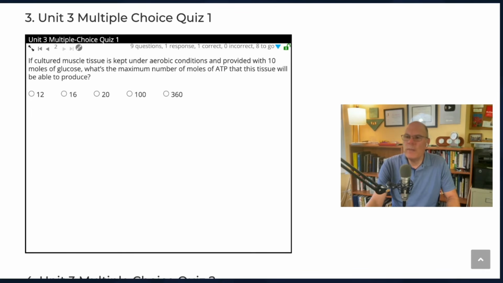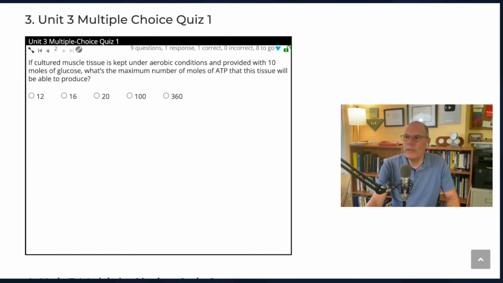If cultured muscle tissue is kept under aerobic conditions and provided with 10 moles of glucose, what is the maximum number of moles of ATP that this tissue will be able to produce? For every molecule of glucose that comes into cellular respiration, the cell can create 2 ATPs in glycolysis and then more ATPs, 30 plus, in the electron transport chain.